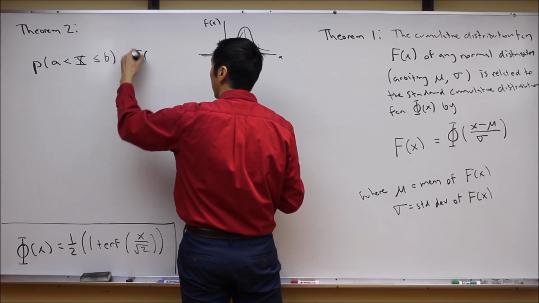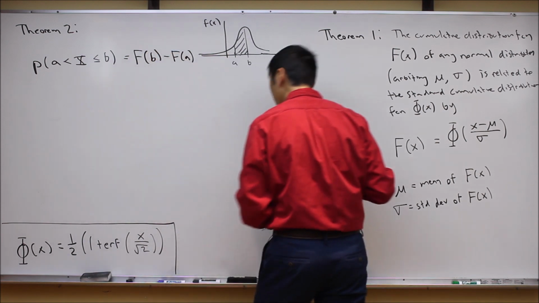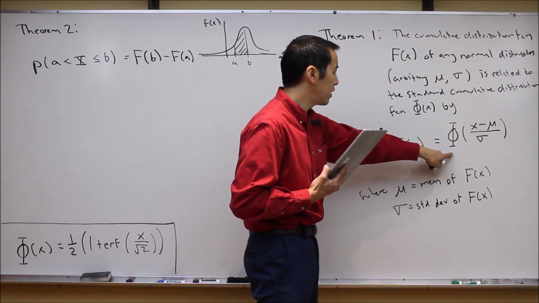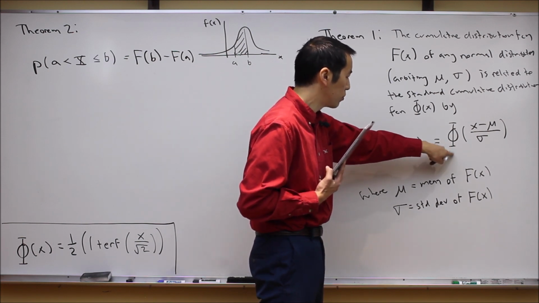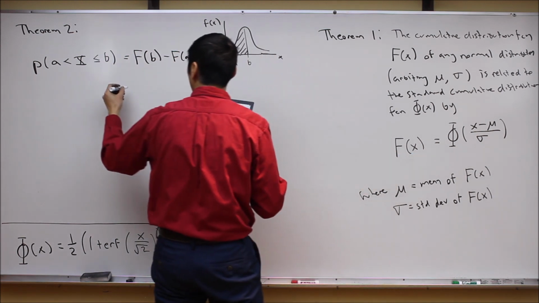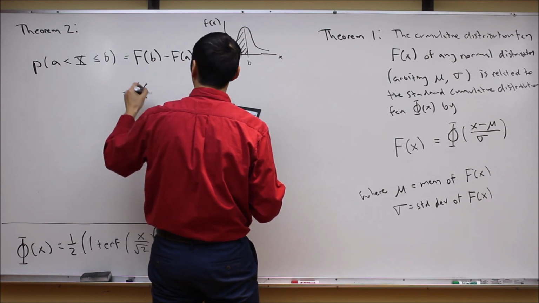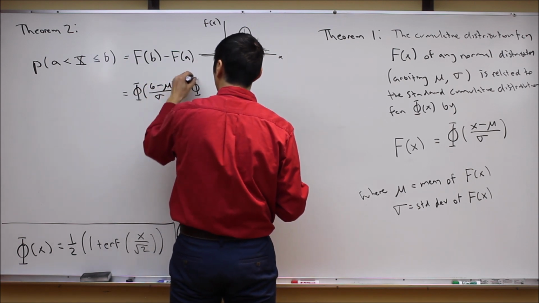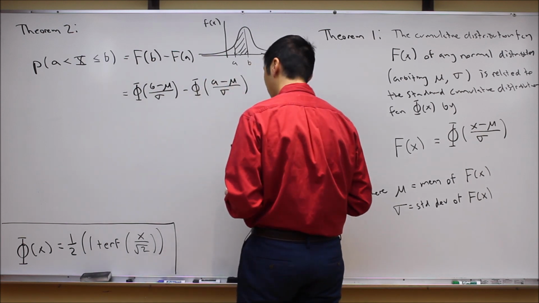So we can just say that this is F(b) minus F(a). And now, using Theorem 1, we saw that capital F is related to the standard cumulative normal distribution via this. So all you have to do is make substitutions. I can say this is the same thing as capital Phi of (b minus mu) over sigma minus capital Phi of (a minus mu) over sigma. That's the exact same thing.